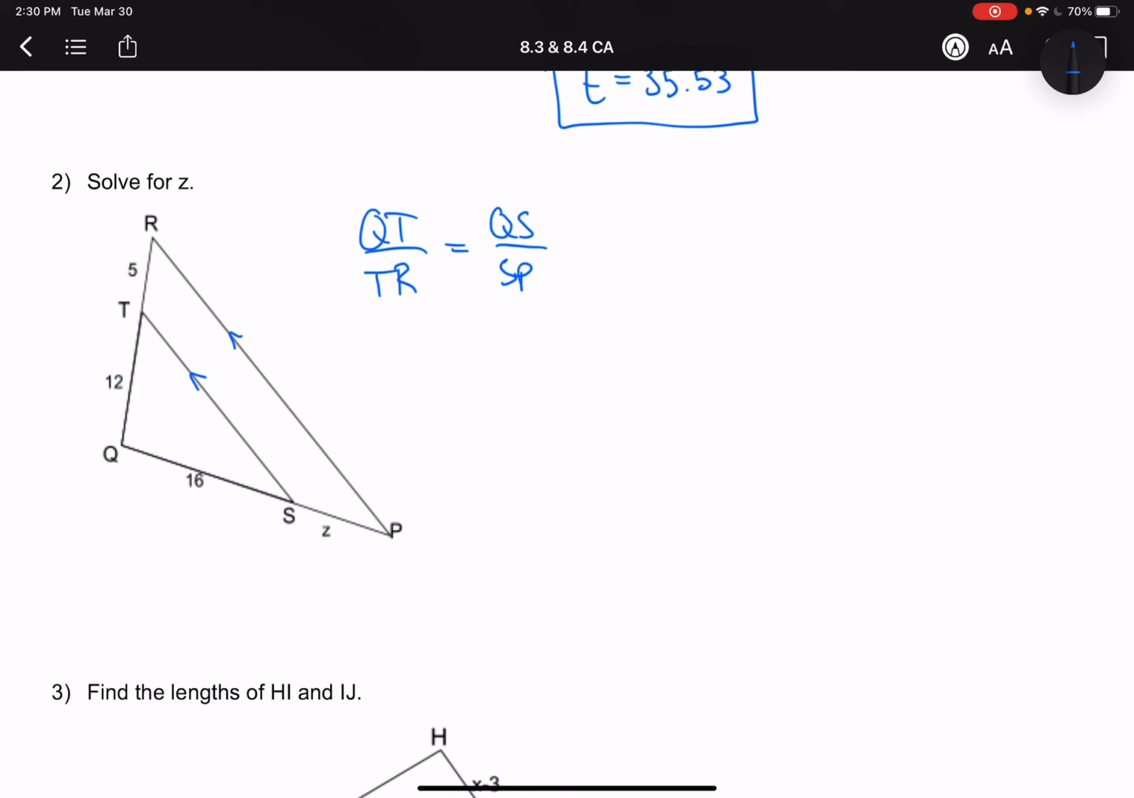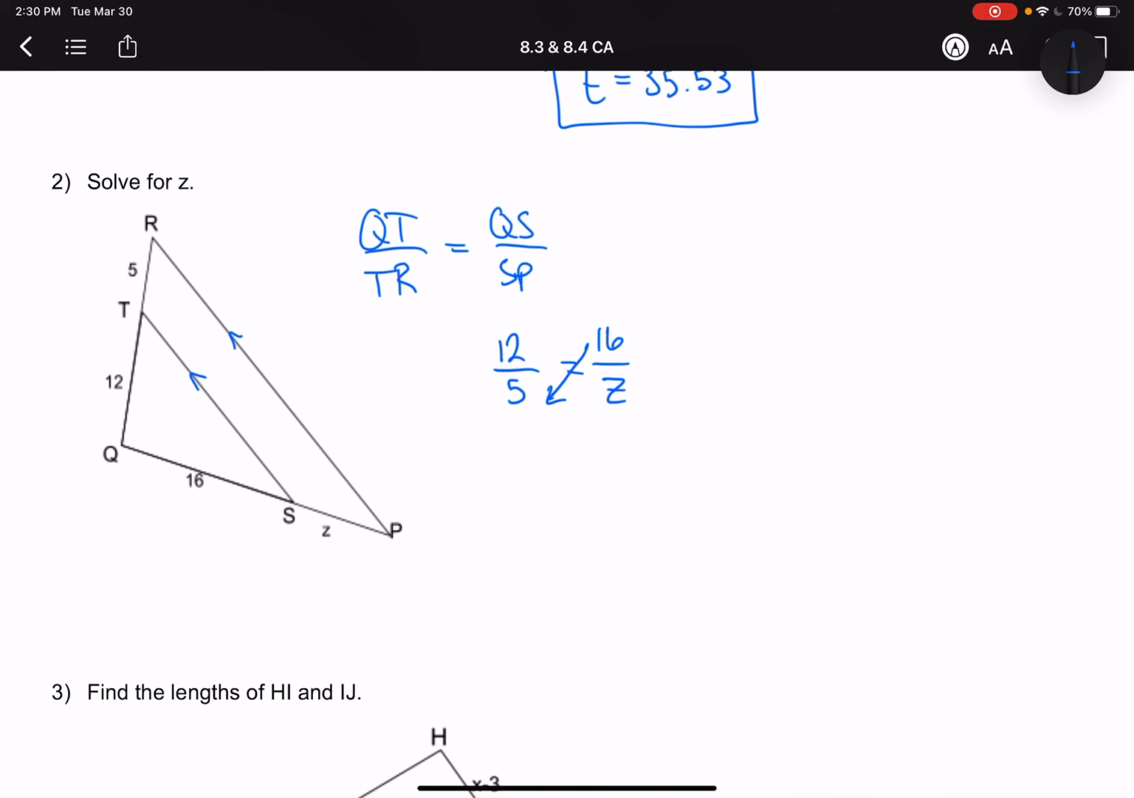We can replace those letters with the numbers that we know those side lengths are represented by. So we have, instead of QT, we have 12. Instead of TR, we have 5. Instead of QS, we have 16. And instead of SP, we have Z, because we don't know the length of that side yet.